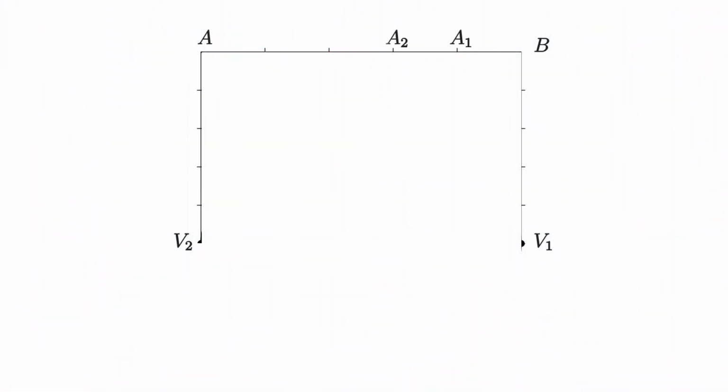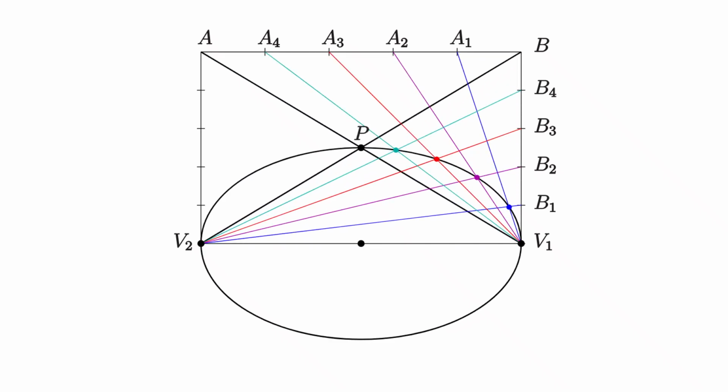Here's one way of constructing an ellipse. Start with two perpendicular lines, then divide them equally. Draw lines from bottom corners to the line dividing points as shown. The crossings of those corresponding lines form an ellipse.